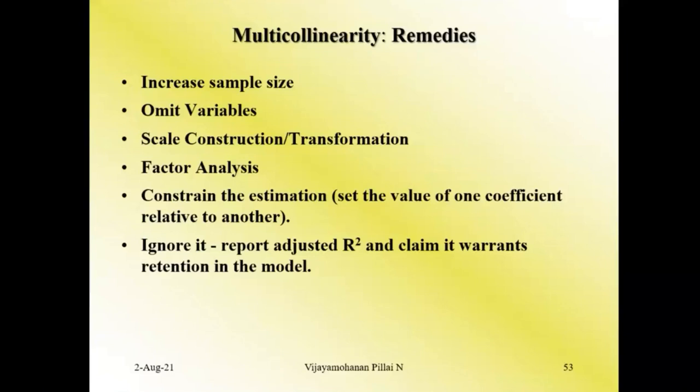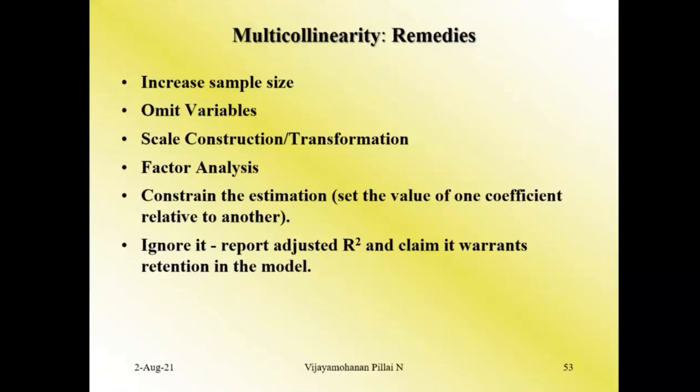Then what we can do is to constrain the estimation, that is, setting the value of one coefficient relative to another. That is, get some relative measure. If we have two variables x1 and x2, which are collinear, then we can take a ratio of these two. But there also we have the problem of not getting the differential impact. So most of these remedies are not advisable.